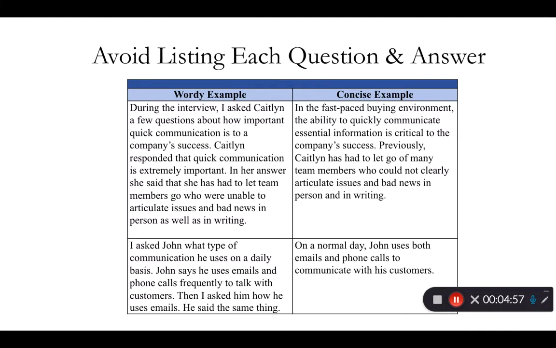Do not list each question you asked and the answer you received. Using this transcript approach will not allow you to create a clear and concise document. Your job as the writer is to gather information, select the most important information to share, and then organize this to highlight the 3 new topics.